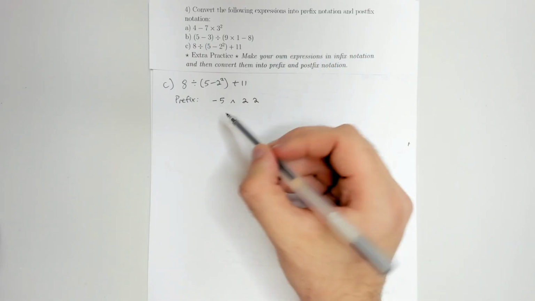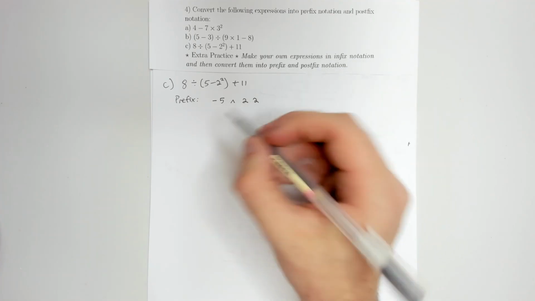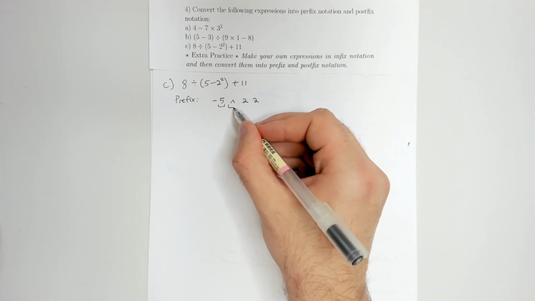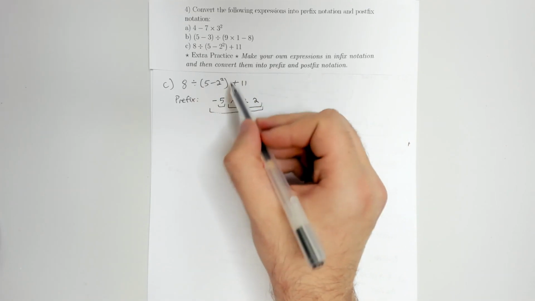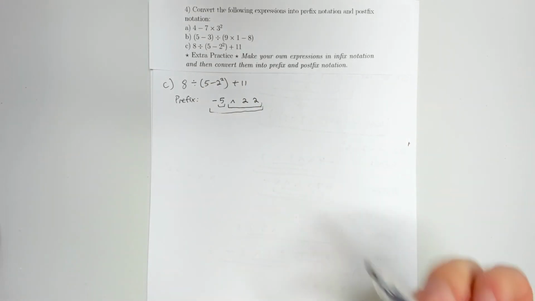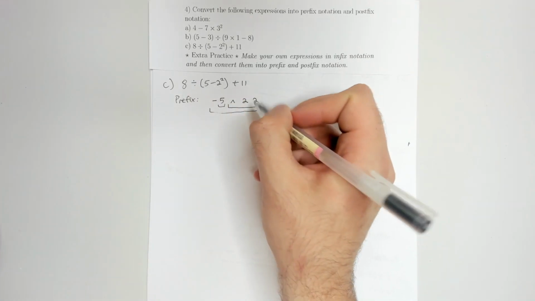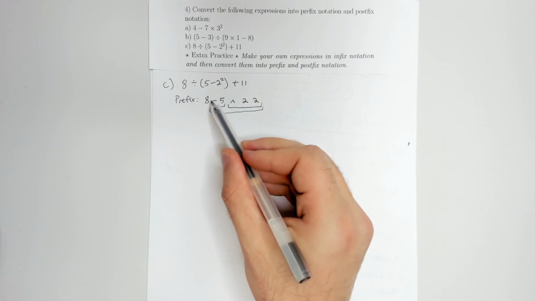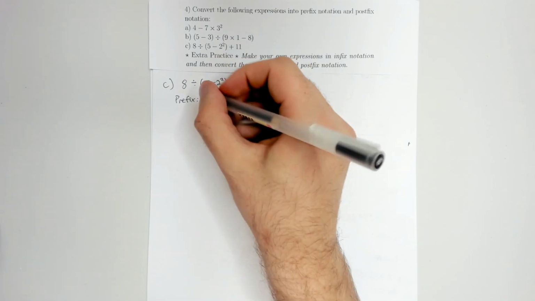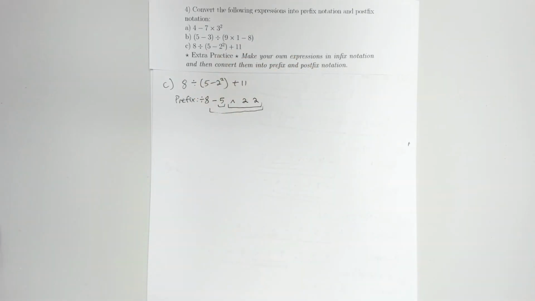Because what that's going to do is subtract the two numbers to the right of it, which is going to be this 5, and the result of this 2 to the power of 2, so that is going to be what we subtract. So now we have everything from these parentheses. Next, we want to do 8 divided by this result. So we have to write 8 to the left of it, because we're doing 8 divided by what's to the right of it, and that will be written with the division symbol.